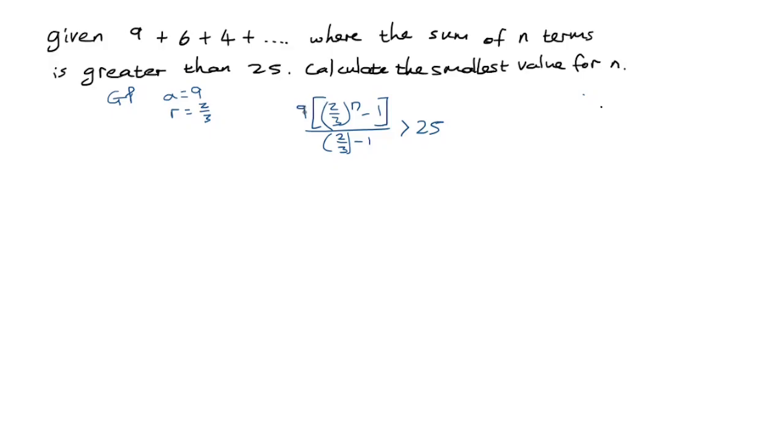So a, the first term, is 9. I like to keep extra brackets to be safe. The ratio is 2/3. And when I do these kinds of questions, I like to work in one go with the numbers outside of the bracket just to get me going. And that gives you an answer of minus 27. So I've got something like this after my first step.